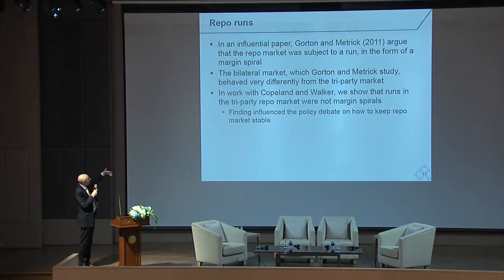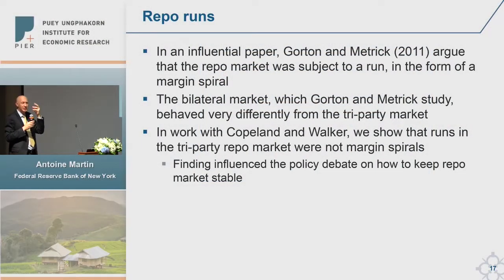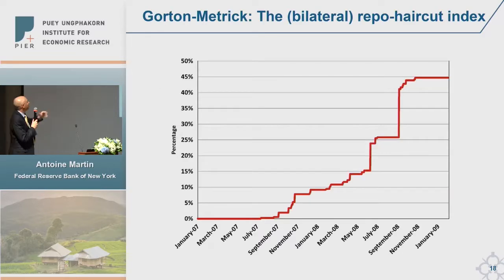And so Gorton and Metrick obtained some data from a private source, and they observed that there was this huge increase in margin, and they thought that this was the key element of the crisis. It turns out the market that they studied is very, very different from the tri-party repo market, which is the key market where these institutions get cash. So this is what Gary and Andy published.